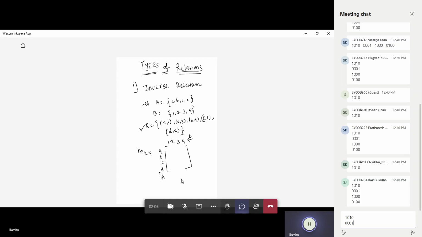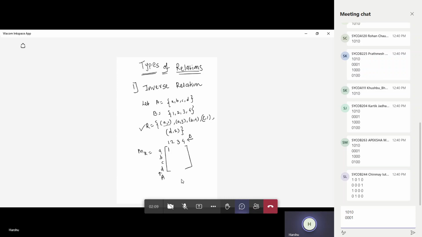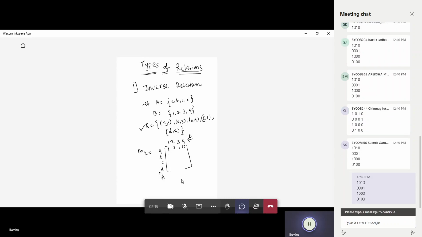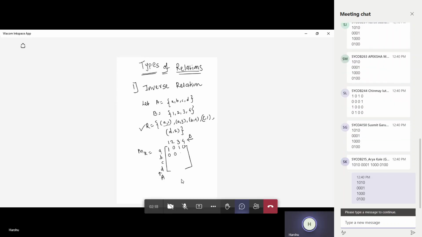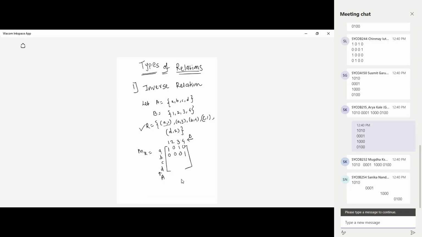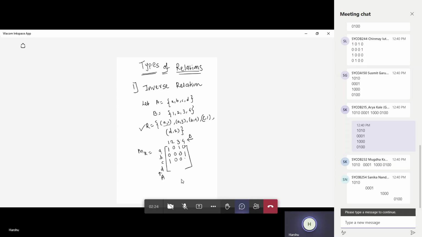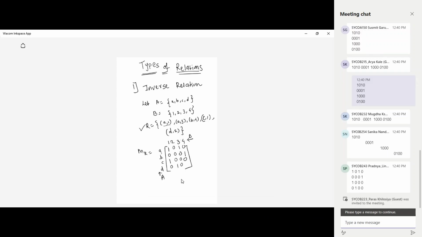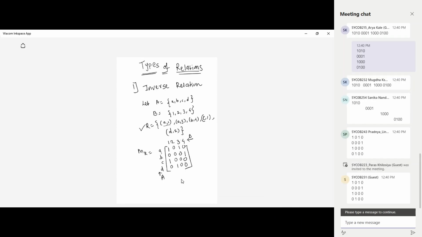So A1 is there, so we'll put 1. A2 is not there, 0. A3 is there, 1. A4 is not there, 0. B1 is there, no. We'll put 0. B2, no. B3, no. B4 is there, 1. C1 is there, yes. C2, no. C3, no. C4, no. D1 is there, no. D2 is there, D3, D4 is not there. So this is what the relation matrix is.